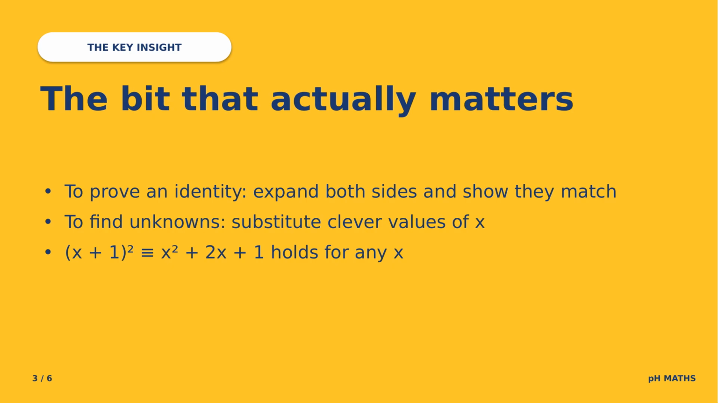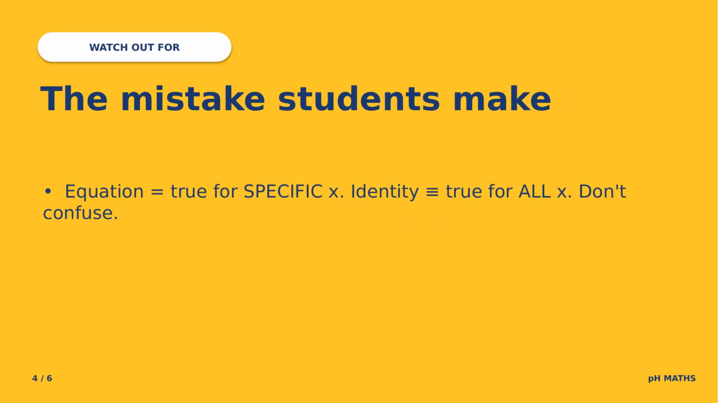Key insight: to prove an identity, expand both sides and show they match. Every term, every coefficient. To find unknowns inside an identity, substitute specific values of x that simplify the equation. Pick x equals 0, x equals 1, or whichever makes the algebra drop out. Smart choices save calculations.